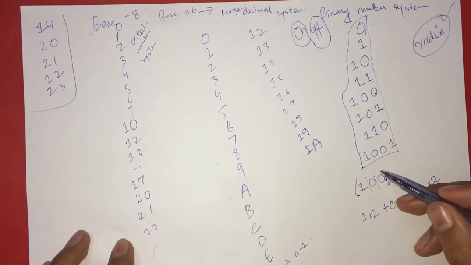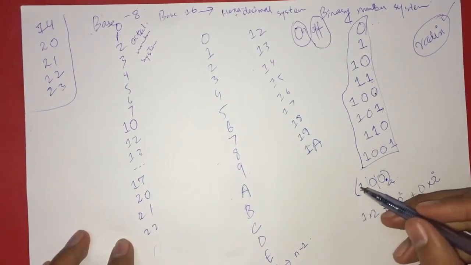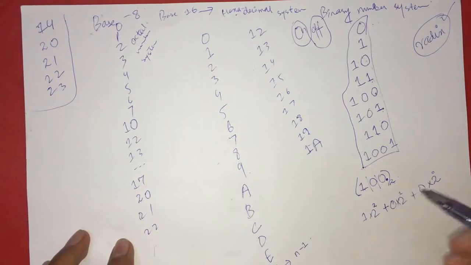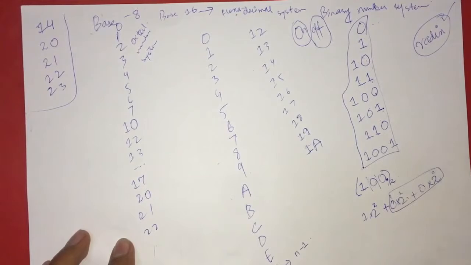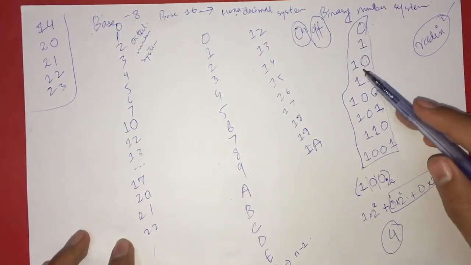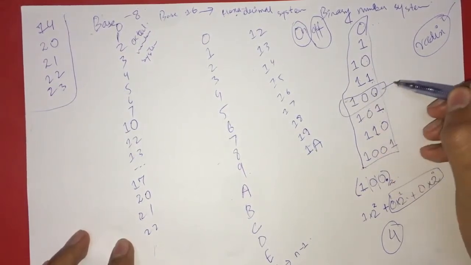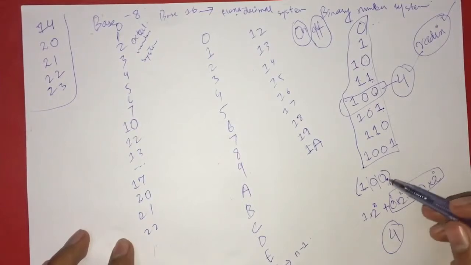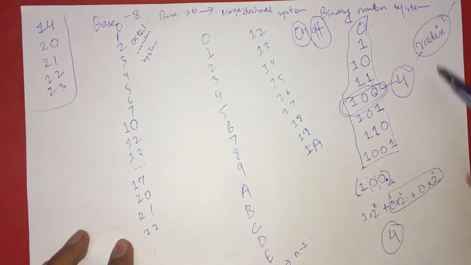At this point, the power of 2 is 0. At this point, the power of 2 is 1. At this point, the power of 2 is 2. But these two do not matter, because they are just going to be 0. This one matters. So 1 into 2 squared is 4. Right here, this is 4. This number is 4 in the decimal number system, but it is 100 in the binary number system.